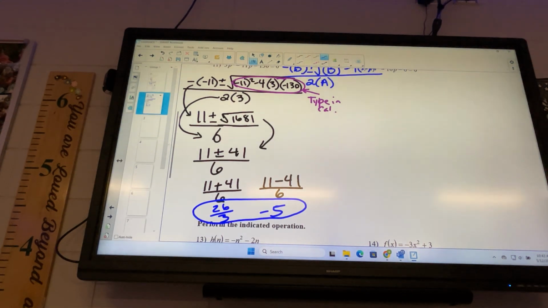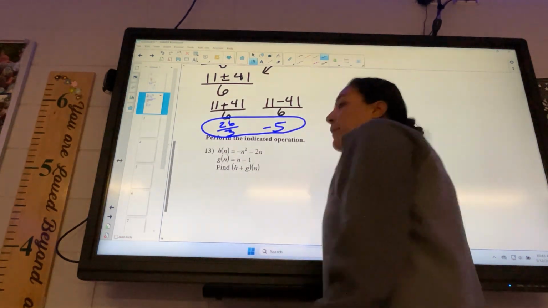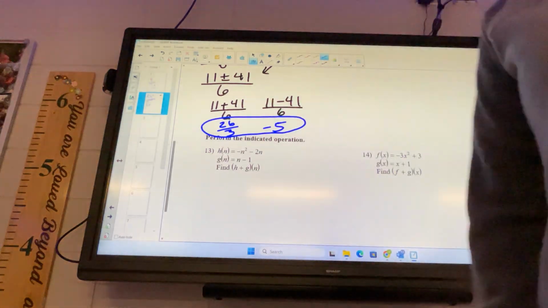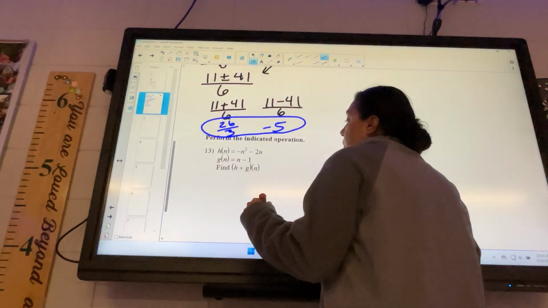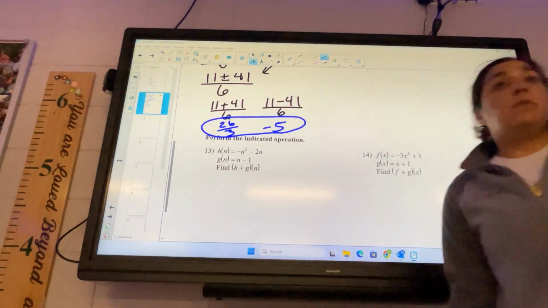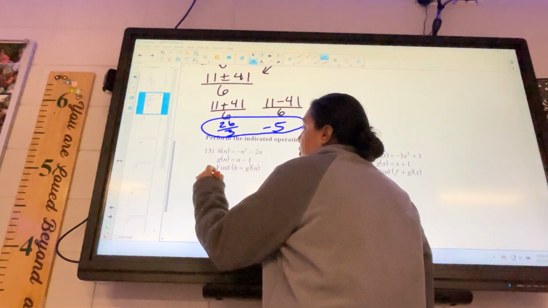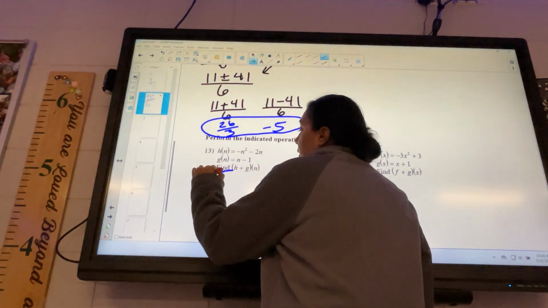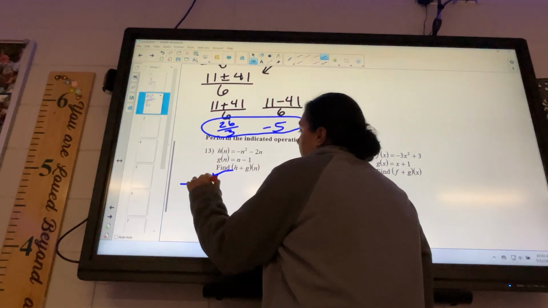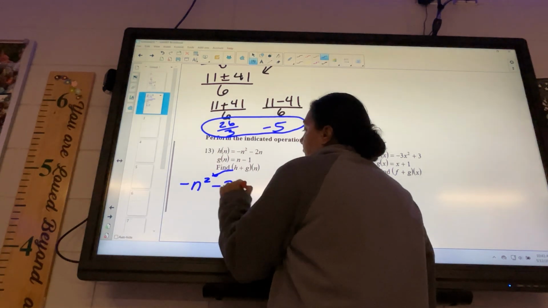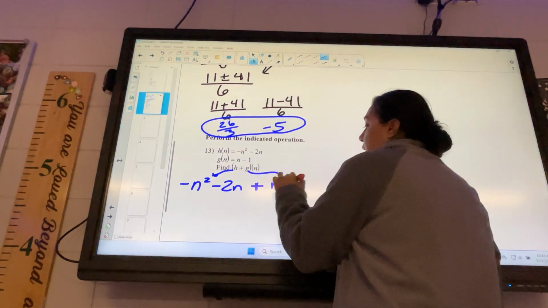Look at 13. It says perform each indicated operation. What is the indicated operation for 13? H plus G. Yes, it's a plus. So it's going to look like H plus G. What is my H function? Negative n squared minus 2n. That's my H, plus my G. My G is n minus 1.